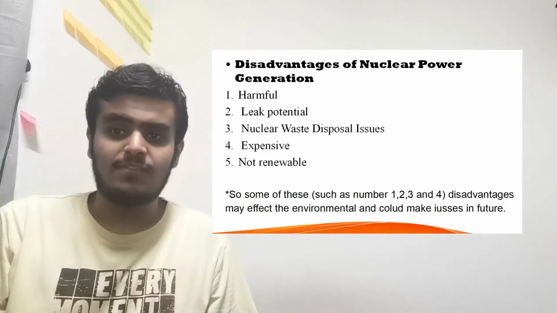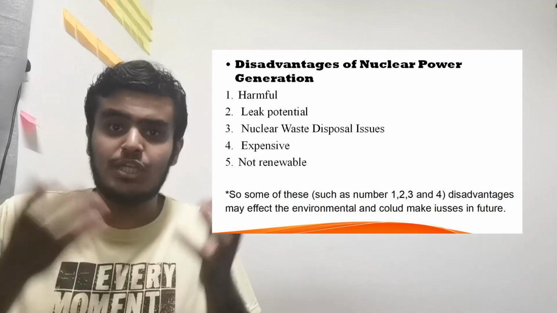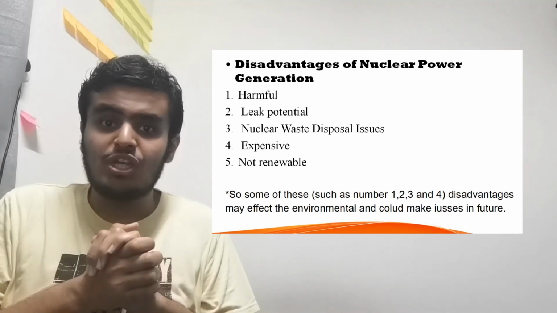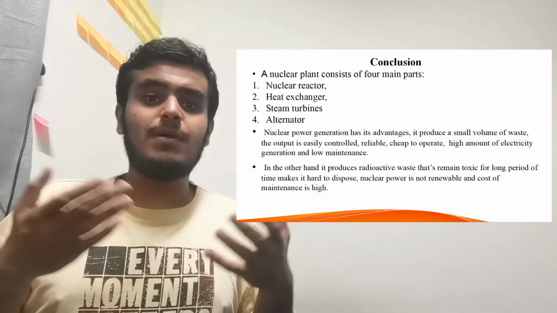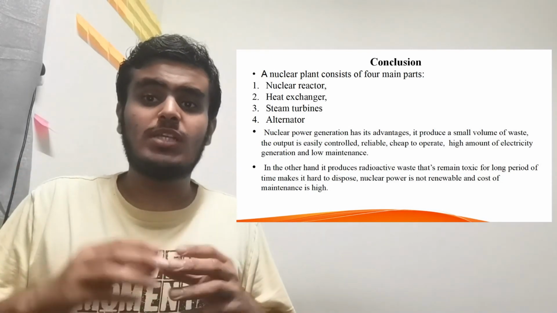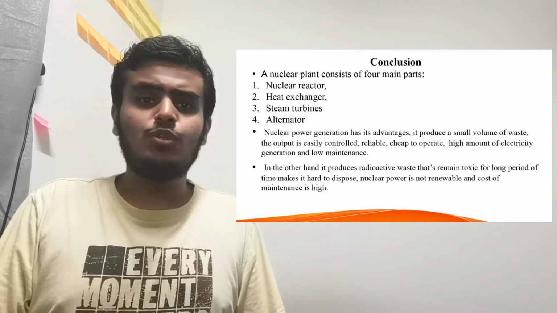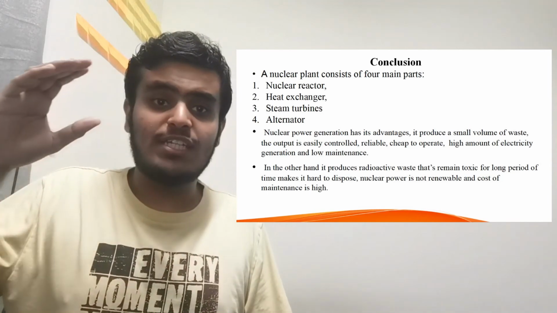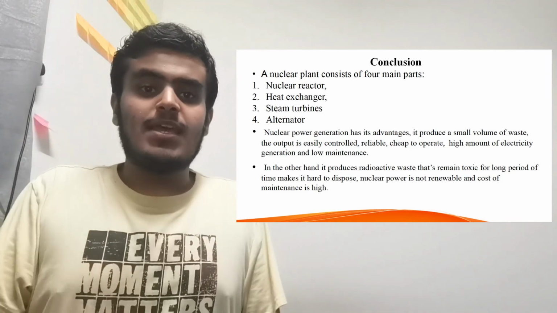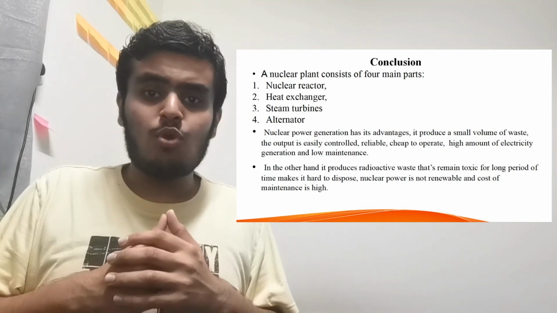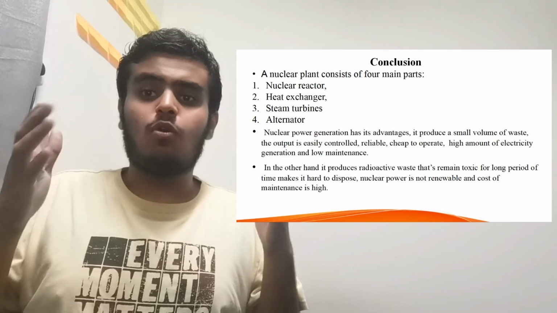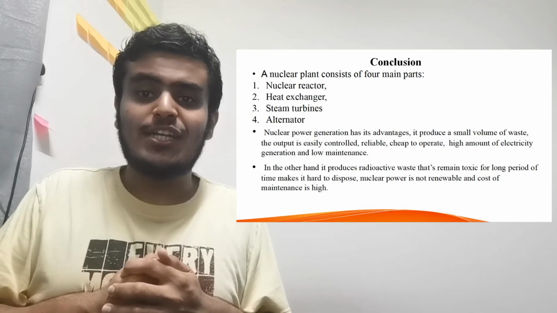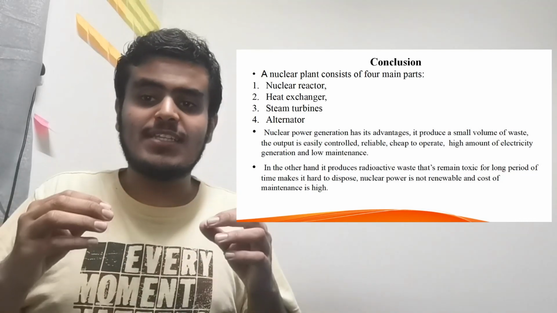Now let us talk about the disadvantages. First, harmful, leak potential, nuclear waste disposal issues, and expensive and not renewable. In conclusion, nuclear power generation has its advantages. It produces a small volume of waste. The output is easily controlled, reliable, cheap to operate, with a high amount of electrical generation and low maintenance. On the other hand, it produces radioactive waste that remains toxic for a long period of time, which makes it hard to dispose. Nuclear power is not renewable and the cost of maintenance is high.